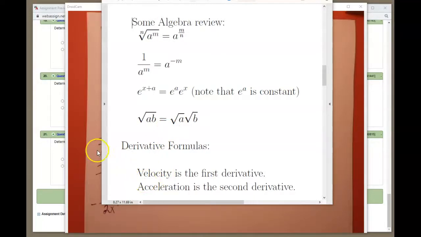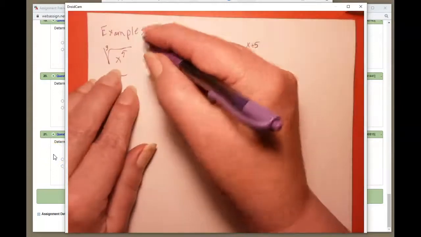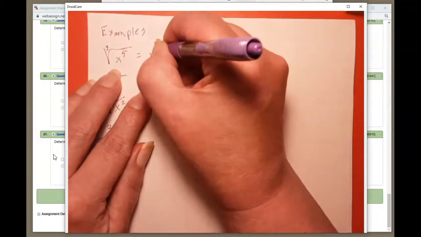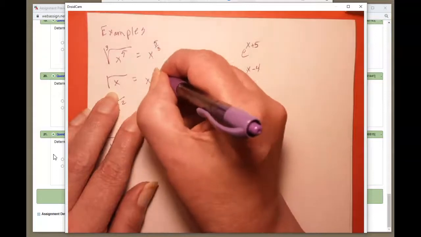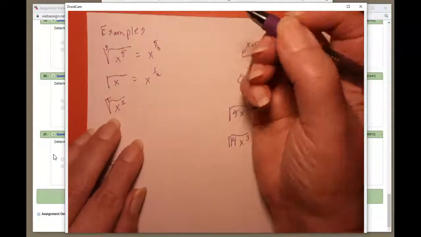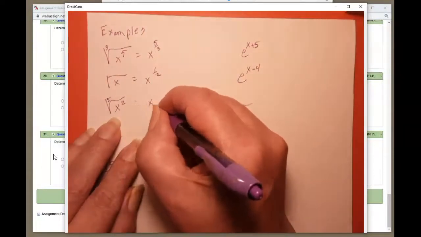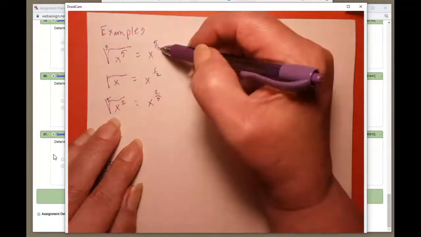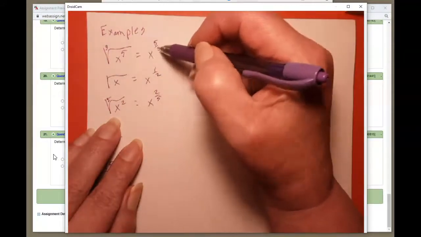So let's review the algebra first. So some examples here. The cube root of x to the fifth is the same as writing x to the 5/3. The square root of x is the same as writing x to the 1/2. The fifth root of x squared is the same as writing x to the 2/5. Note that the root goes in the denominator. The power was already there as a power. The root is the weird thing.